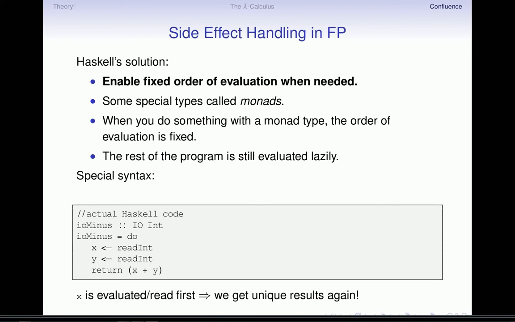So let's say we have some function IO minus, which does not return an int, but some type IO int. That means an integer that was created by doing IO. And we have the IO minus defined as do x goes to read int, y goes to read int, and you return x plus y. So if we write it like this, you see that the syntax is different. Then x is evaluated or read first, and we get unique results again.